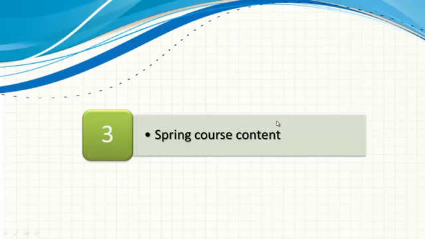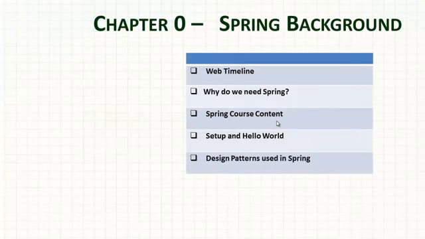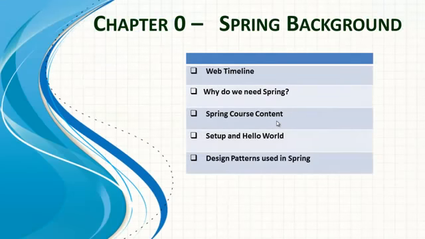In this video we are going to see the course content that is being covered, and we'll see the various chapters that are being offered. There are a total of 7 chapters, and the first chapter has been named chapter 0, which talks about the Spring background: how we have reached the Spring world, what the initial web timeline was, right from the first browser to the first web server. Then we saw gradually how Spring evolved, right from the CGI Perl days to Spring.